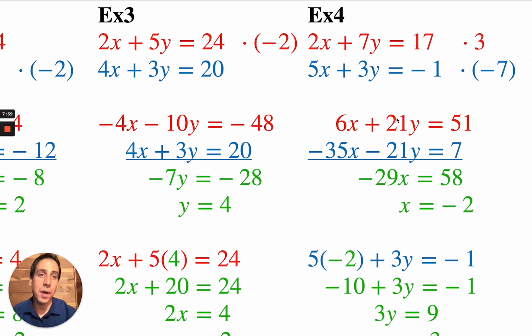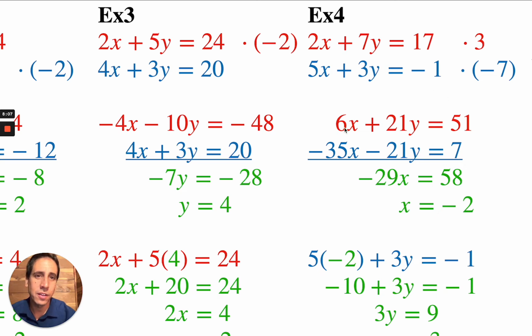And one of them is going to be positive and the other one's going to be negative. It doesn't matter which one's negative, it doesn't matter which one's positive. I could have just as equally done negative 3 and positive 7 to get one positive 21 and one negative 21. And just like the others, I could have just as equally chosen negative 5 and positive 2 to get a positive 10x and a negative 10x, and they would eliminate. But I'm just going to eliminate the y's right here.